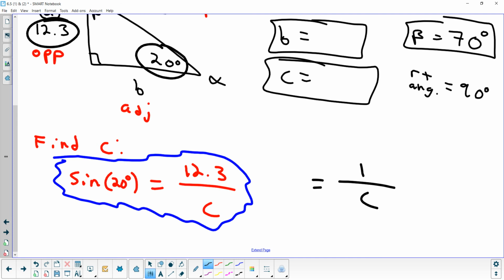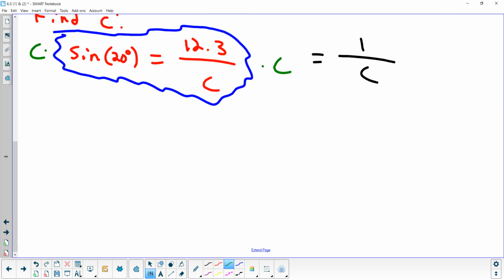But let's do it a different way. Maybe just getting rid of the C in the denominator first. Yep. Multiply each side by C. All right, let's multiply both sides by C. And that's going to give me C times the sine of 20 equals 12.3. So all that it does is move the C to the other side.